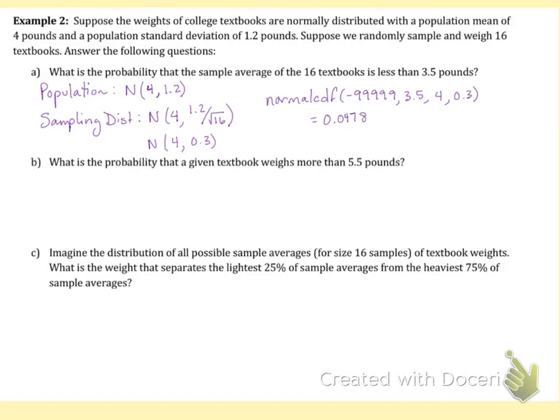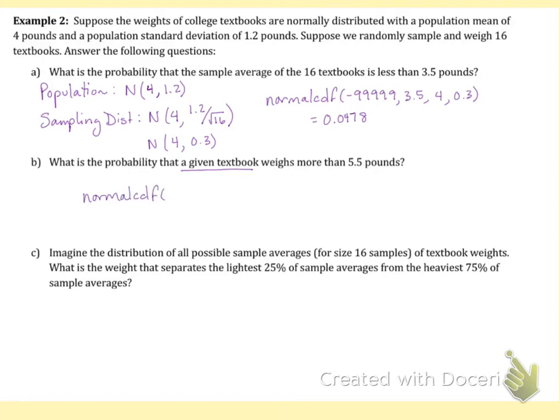Now for part B, it says, what is the probability that a given textbook weighs more than 5.5 pounds? Notice it's not talking about a sample average. It's talking about a single textbook, a given textbook, which means we're talking about what is the probability that a given textbook from the population is more than 5.5 pounds. So for this problem, we're not using the sampling distribution, we're using the population distribution. We're still looking for a probability, so we'll do normal CDF.